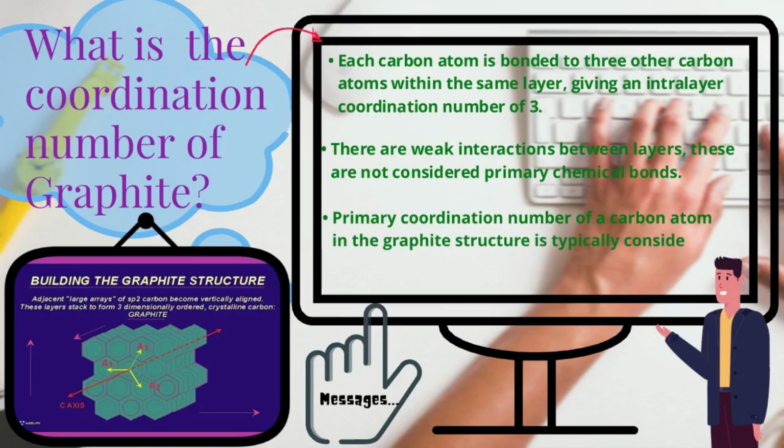When considering both intralayer and interlayer interactions, the total coordination of a carbon atom in graphite is equal to 4, which is 3 from within the layers and 1 from between layers. However, it's important to note that in many contexts, the coordination number refers primarily to the strong covalent bonds within the layer. Thus, the primary coordination number of a carbon atom in a graphite structure is typically considered to be 3.